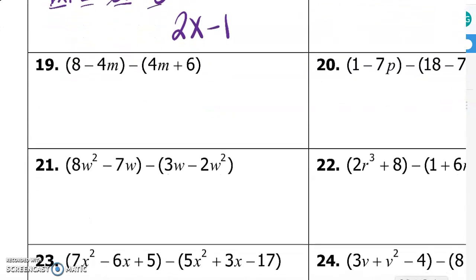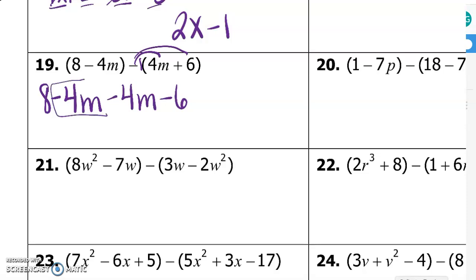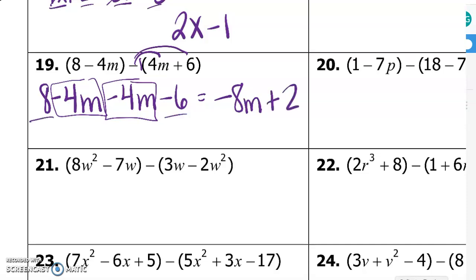Number 19. A lot of times people think the 4 m's cancel out, but they don't. So again, bring the first one straight down, then distribute the negative, or if you need to think of it as a negative 1, that's fine. So another minus 4m minus 6. So we have negative 4 minus 4, which would give me negative 8m. And then 8 minus 6 gives me plus 2.